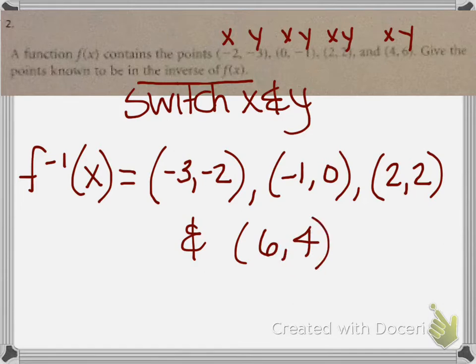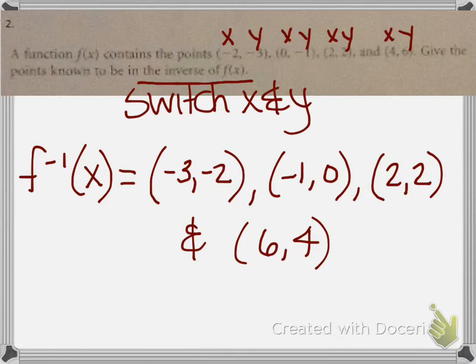Now, one question this doesn't ask, but we could answer, is this a function? So recall that functions need to have each input can only have one output, or can pass the vertical line test. So if you like the vertical line test, go ahead and graph the points. Me, I can do either way.